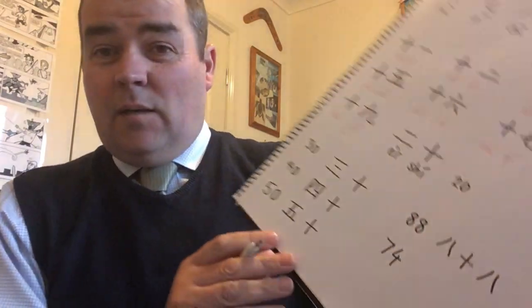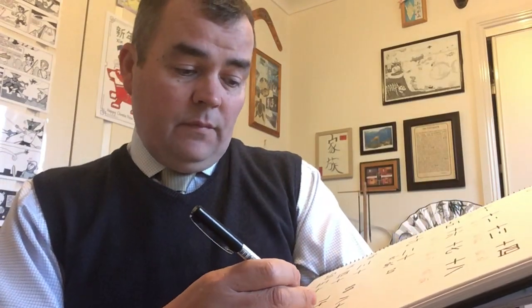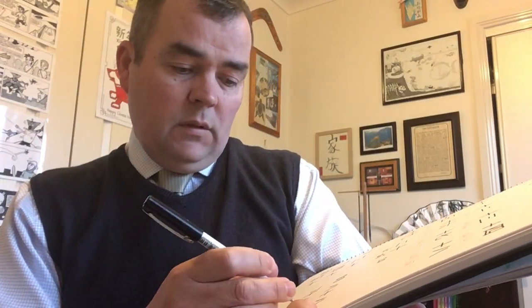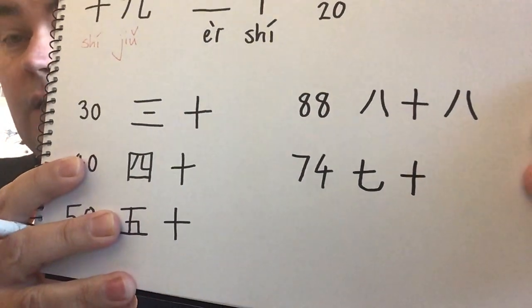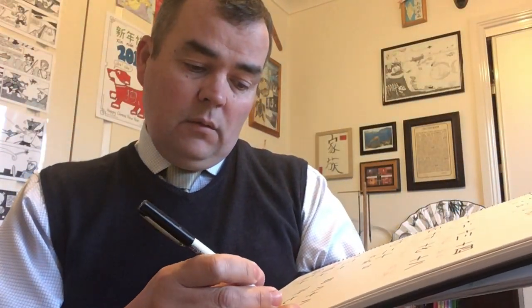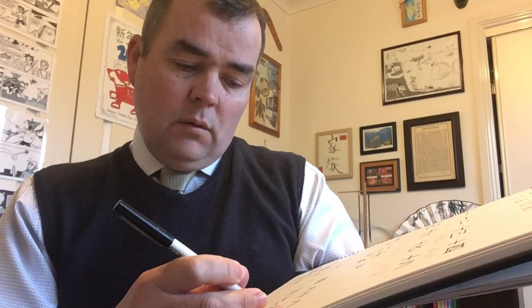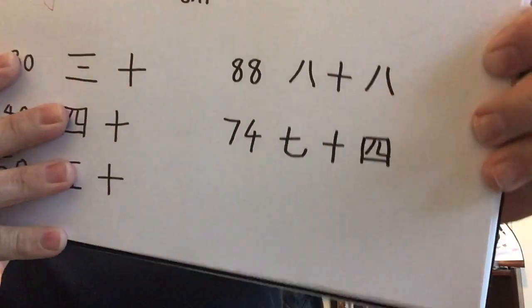In a similar way, the number 74, very special number if you're born in that year. Number 74 starts with 70 for 7 tens. Now you need the 4. 74. So there we are.